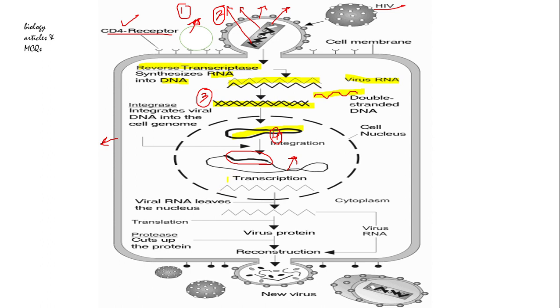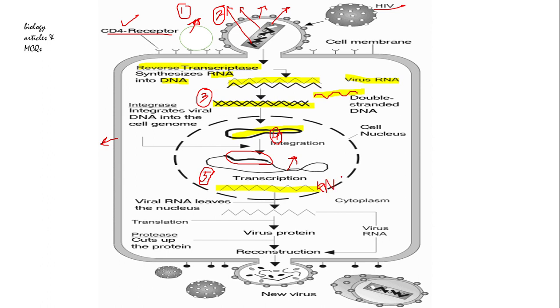So here transcription will go on, and you know that the process of transcription converts the DNA into RNA molecules. So this DNA, that is hybrid DNA, because it contains some copy of HIV and some copy of the host cell. So it is hybrid DNA. Hybrid DNA is transcribed into the RNA molecule. So this is the fifth step of transcription.